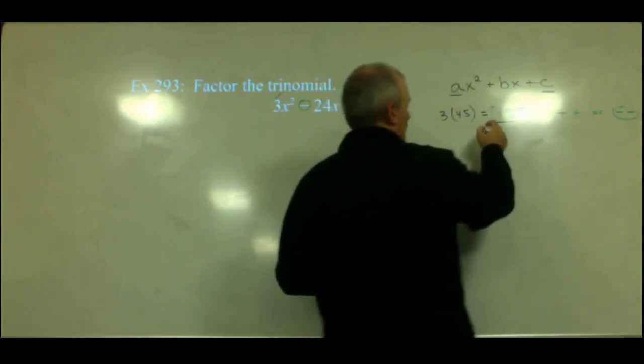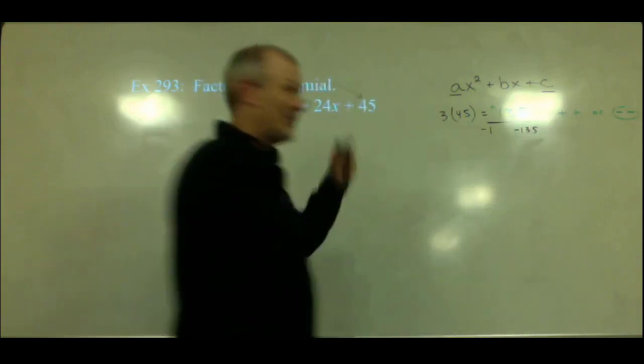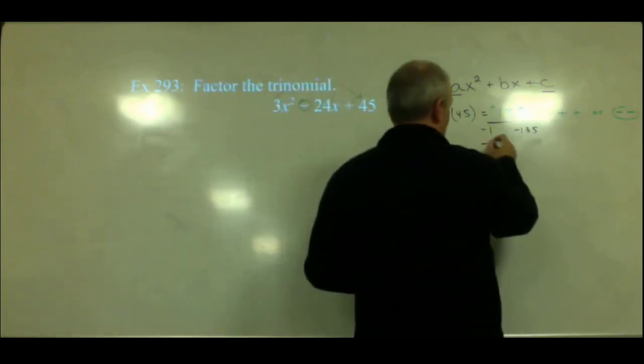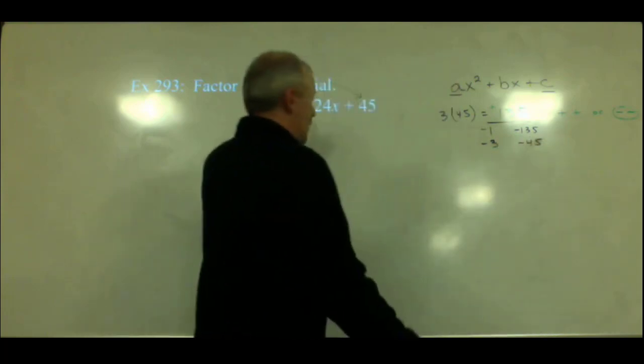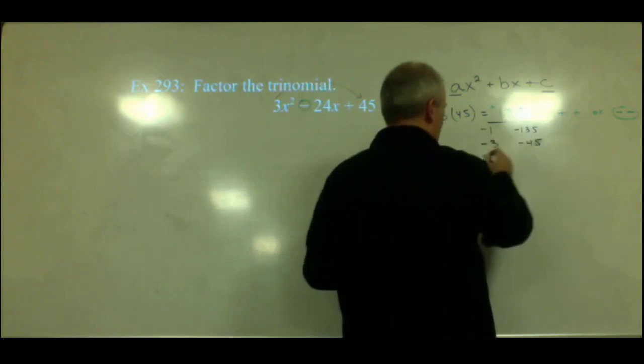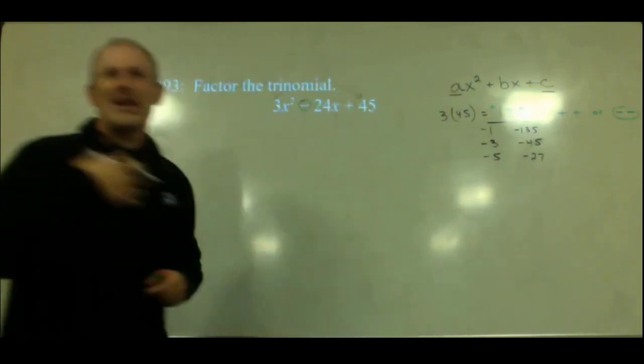Okay, so if we go with -1 and -135, that obviously does not equal -24. 2 does not work. -3 and -45. That does not work. 4 doesn't go into there. -5 and -27. And you just use a calculator to do these.